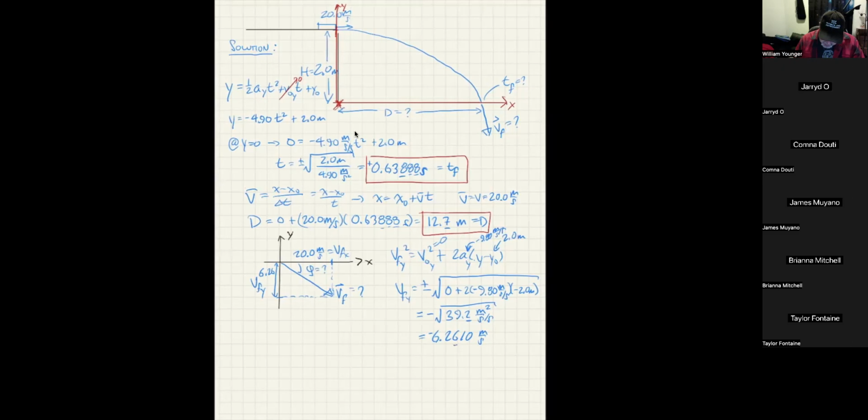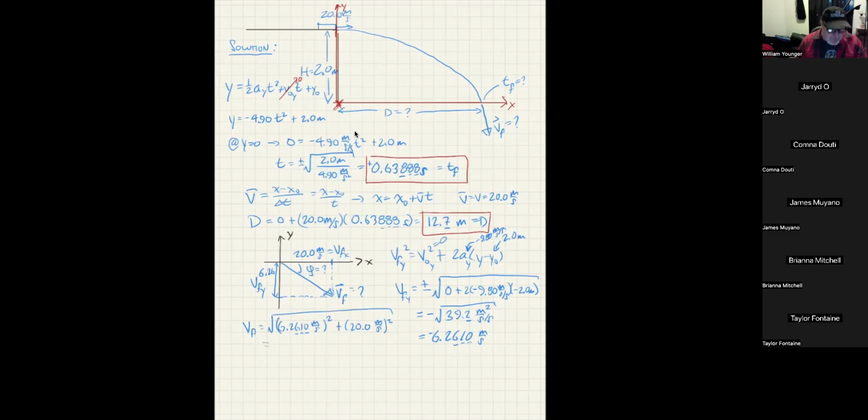So technically I can only round that to 6.2. But anyways, that's not that big a deal. The main thing is I need to figure out what is V final. So V final is going to be the square root of 6.2610 meters per second, and in fact, each of those guys are non-significant figures, plus 20.0 meters per second quantity squared again. And then I take the square root of that.